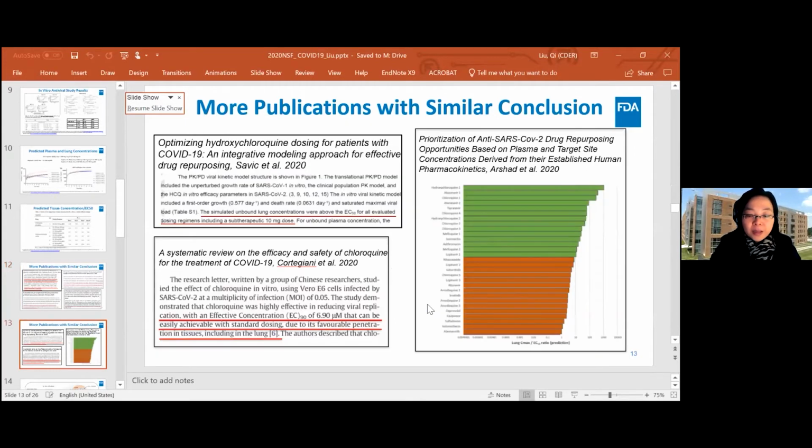Here are 3 more papers. The first one found that the simulated unbound lung concentrations were above the EC50 for all evaluated dosing regimens, including a subtherapeutic 10 milligram dose.